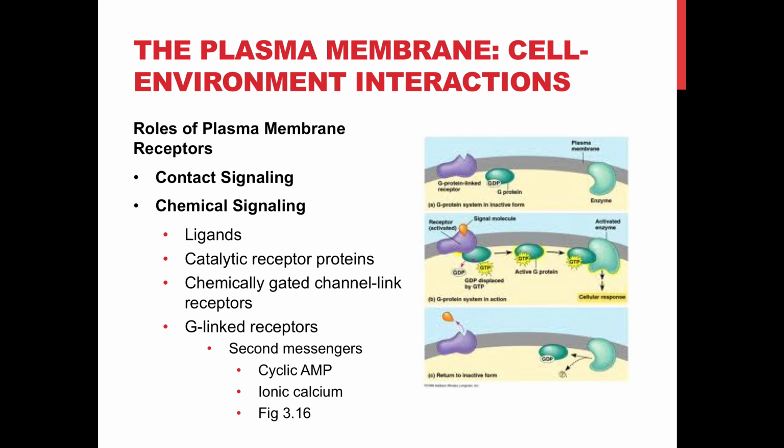Okay? So in the picture, we have a G protein-linked receptor. A ligand binds to it. A phosphate is added to GDP, it becomes a GTP molecule, or active G protein. And then it moves somewhere else and activates the protein and makes an activated enzyme. That's step 2 there, and creates some type of cellular response. Then the phosphate leaves and we start over.